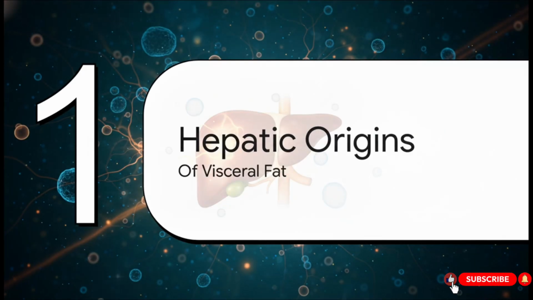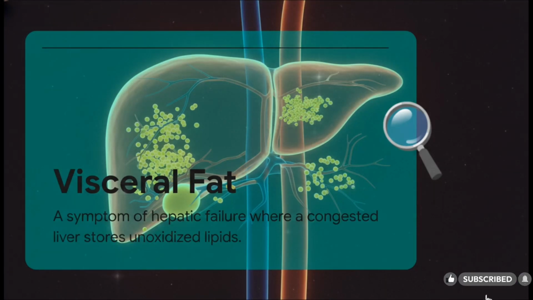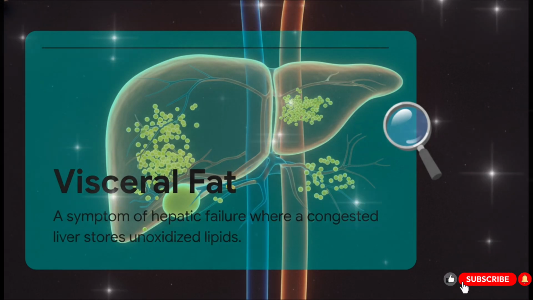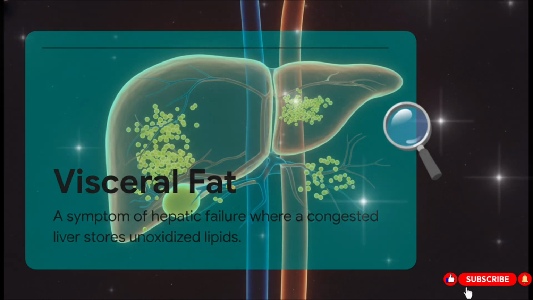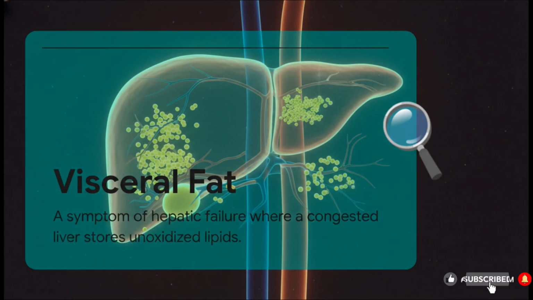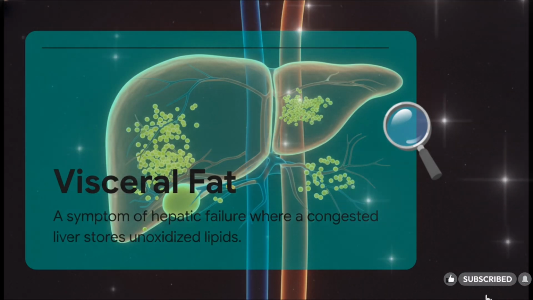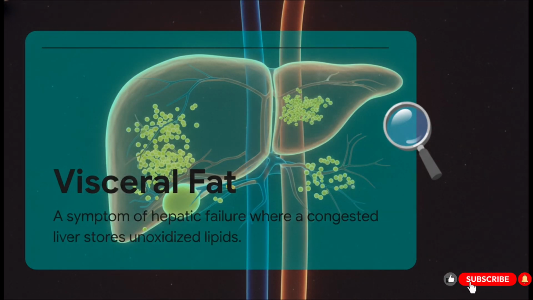Section 1. Hepatic origins of visceral fat. Let's completely redefine what you're actually observing when you see external weight retention. So, visceral fat. It's not an aesthetic issue at all. It is fundamentally a systemic symptom of a liver that has just ceased to break down fat for energy.